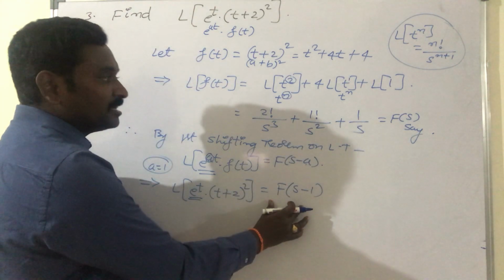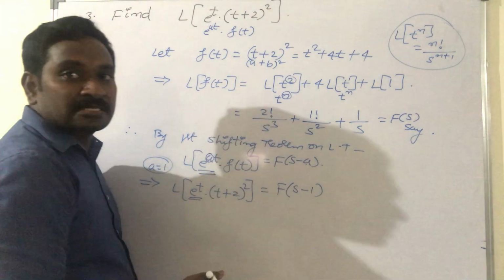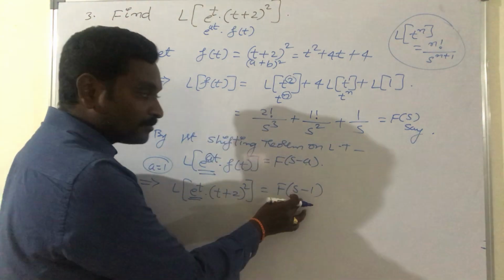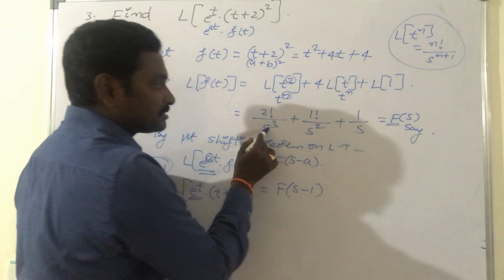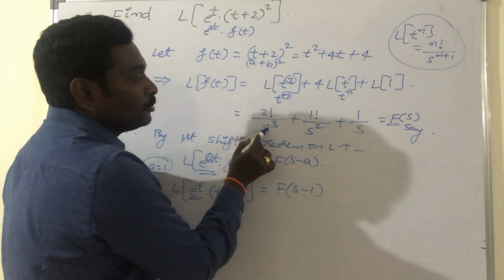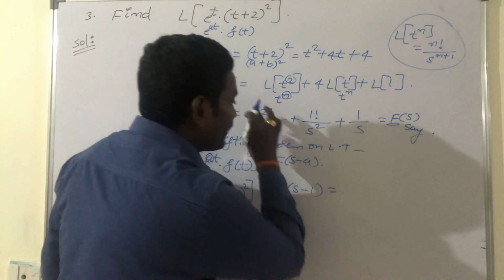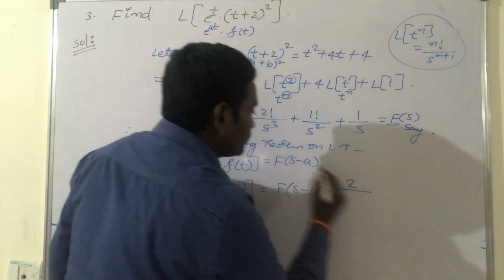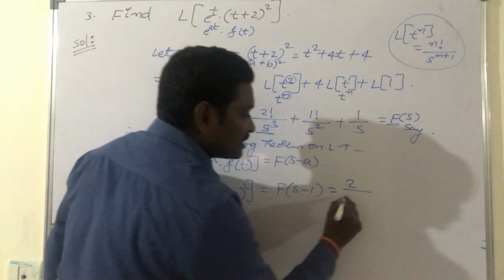What is F of s minus 1? In this function of s, whenever we have s, replace it by s minus 1. F of s minus 1 means already we have F of s. F of s means function of s. In this function of s, whenever you see the term s, replace it by s minus 1. So 2 factorial means 2. Here we have the s, replace it by s minus 1.